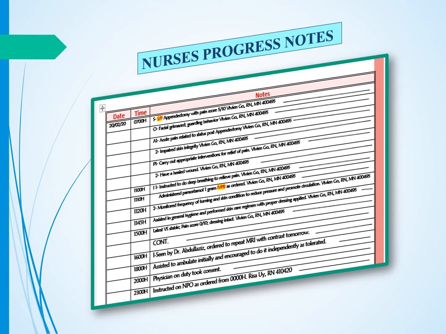Note that the assessment is numbered 1 and 2 as there are 2 problems identified: acute pain and impaired skin integrity. In addition, because there are 2 problems, there are also 2 plans. P1: carry out appropriate interventions for relief of pain. P2: have a healed wound. Corresponding to the 2 plans are numbered interventions. I1: instructed to do deep breathing to relieve pain, administered paracetamol 1 gram IV PRN as ordered. I2: monitored frequency of turning and skin condition to reduce pressure and promote circulation.